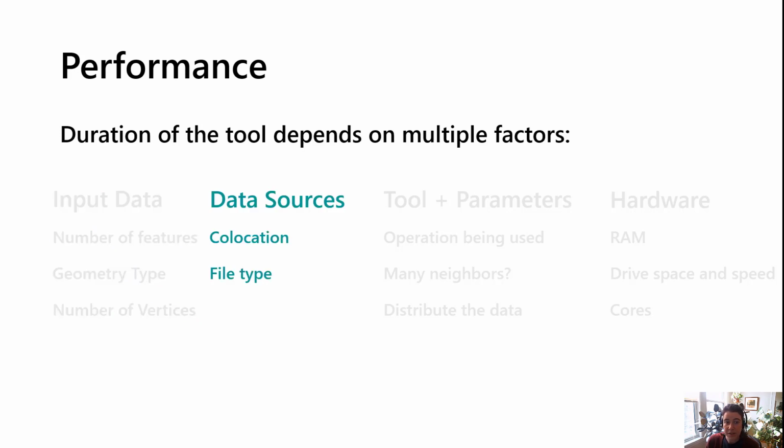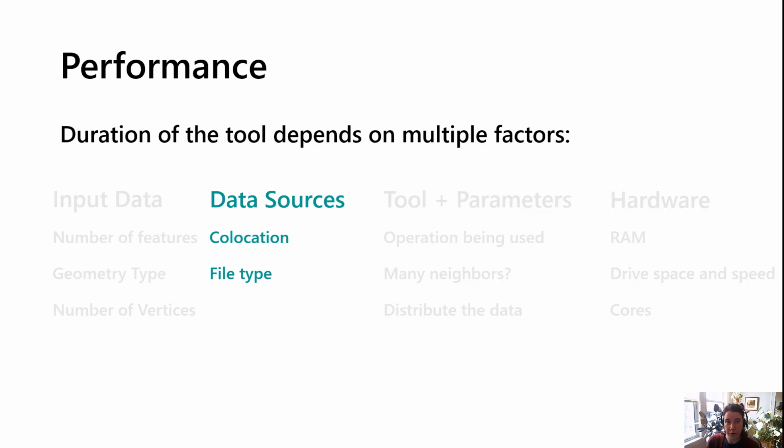For data sources, colocation and file type. For colocation, if you had your big data connection on the machine that you were running Pro on, it's going to be a lot faster than if you had it somewhere on a slow network share, for example. And then also an enterprise geodatabase can be a bit slower than something like a shapefile, for example, which kind of leads me into file type.